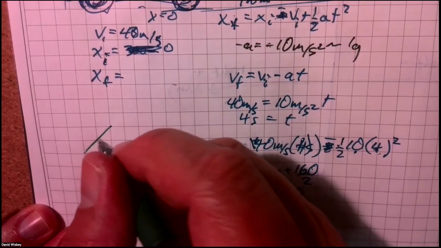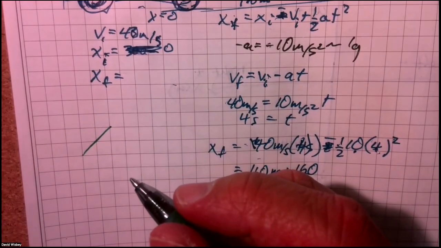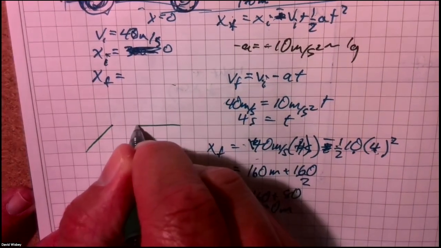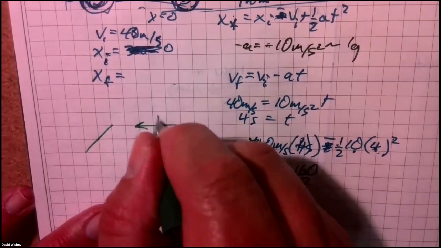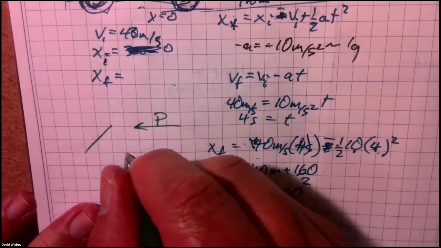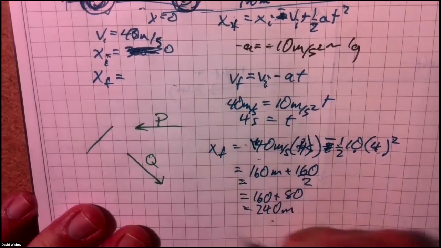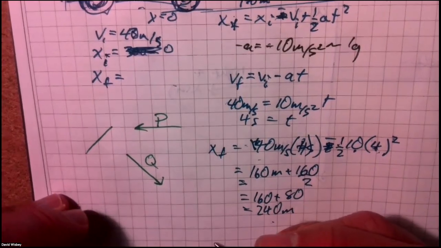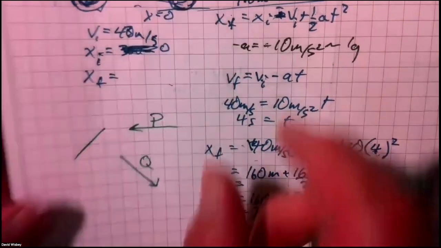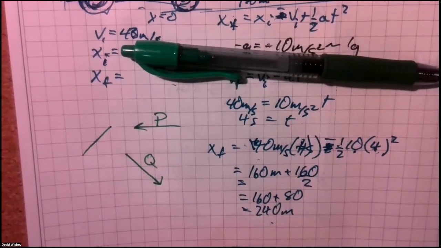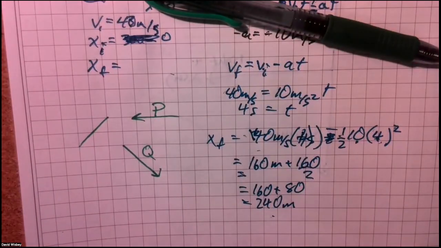So we have a vector going this way. We'll call this one P. And then we had one going down here, Q. Okay. Well, let me go grab some scissors. We're going to make some cutouts. I got my scissors here.